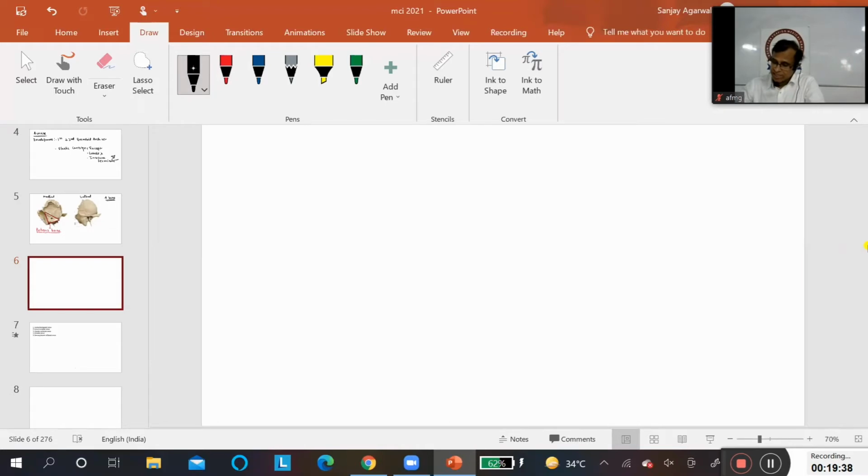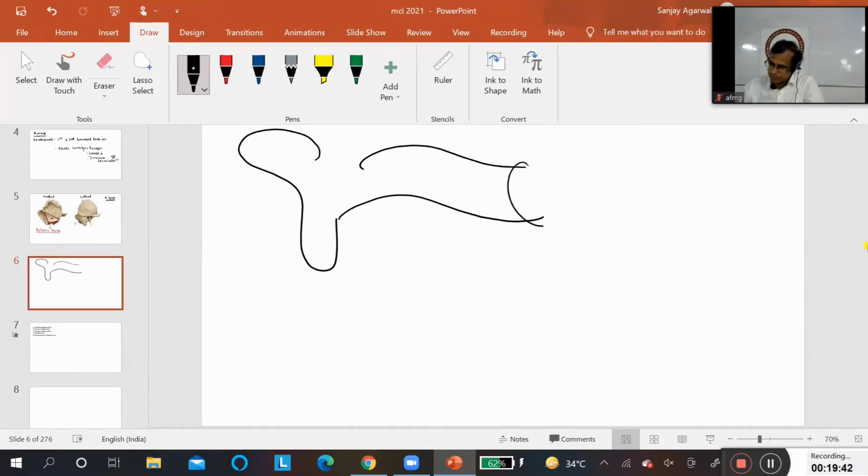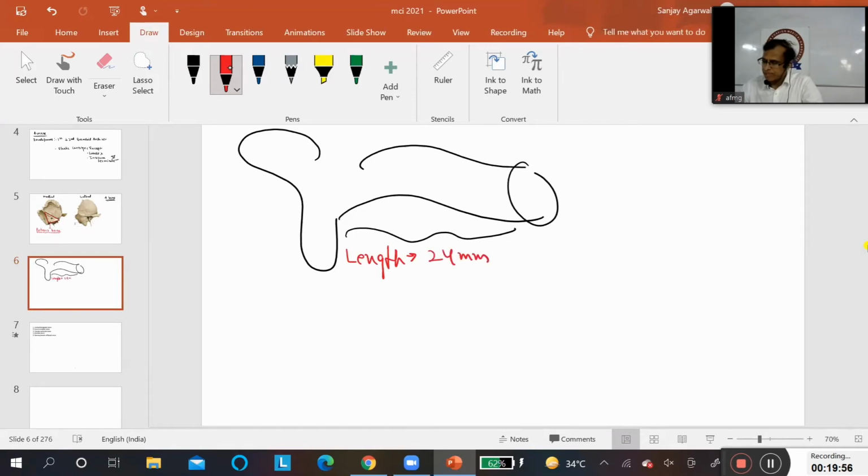And then we talk about the canal. Which is the canal? This one. This is a canal. External auditory canal with meatus. First question they ask is the length of the canal. How much is the length? 24 millimeters is the length of this canal, which is same as 2.4 centimeter. If you say 2.4 centimeter, that's also correct.